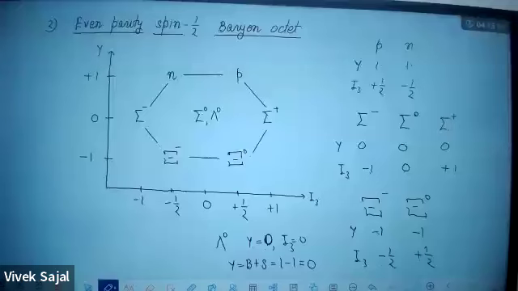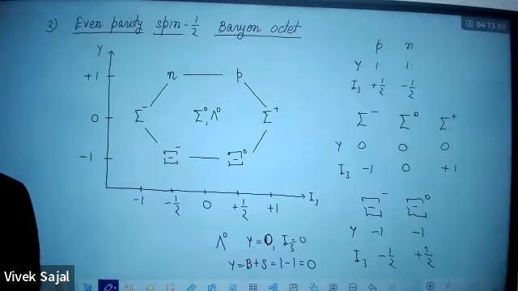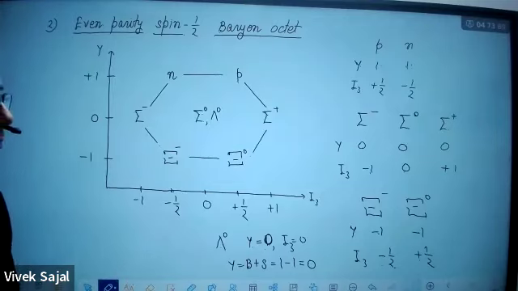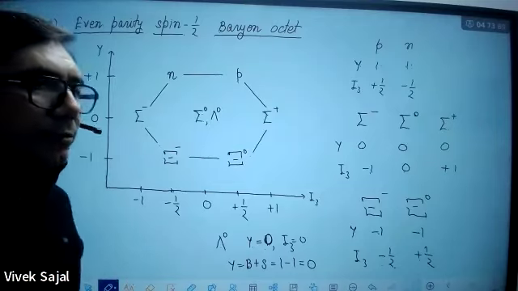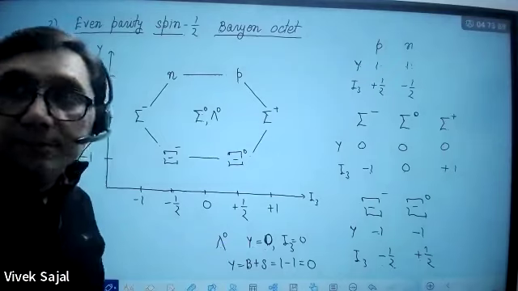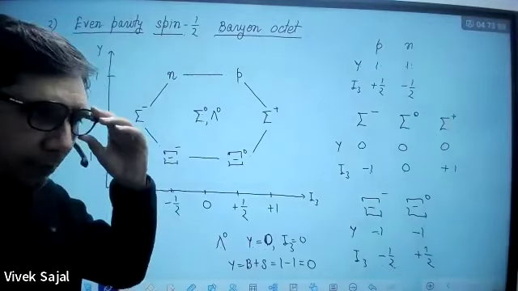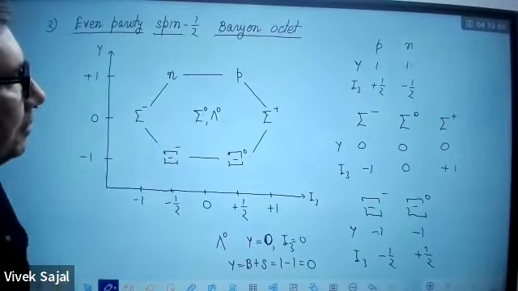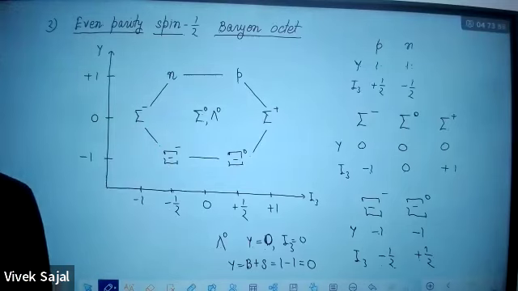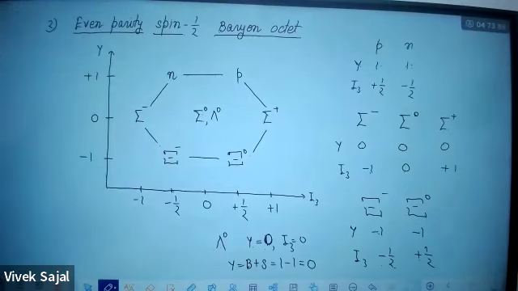Now, the last one, the third one. That is called even parity, spin 3/2 baryon decouplet. So next is the baryon decouplet. Please note it down. Last is the baryon decouplet. This is the third category. So they are classifying hadrons. 2 octets were formed and 1 decouplet is formed here.